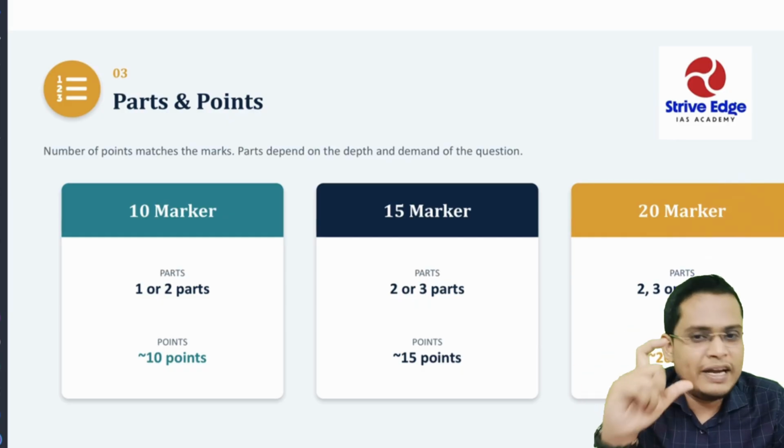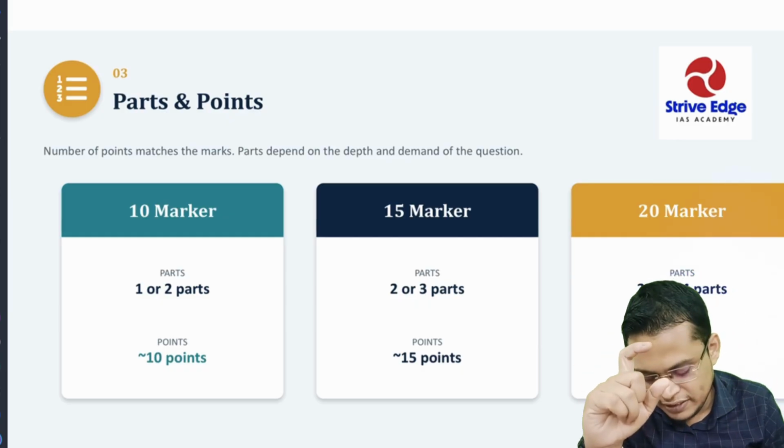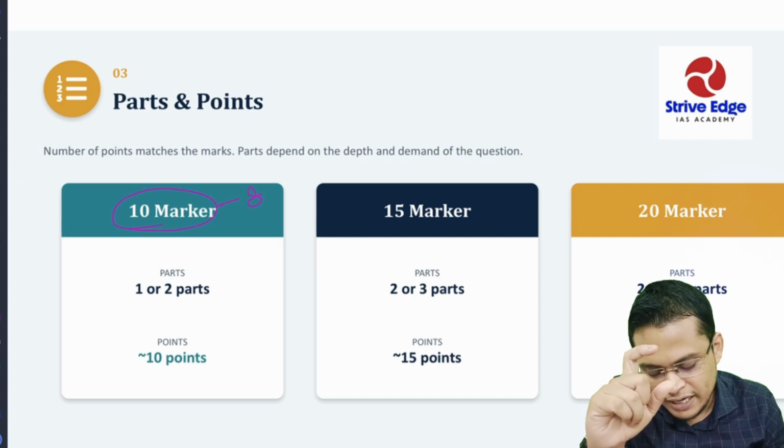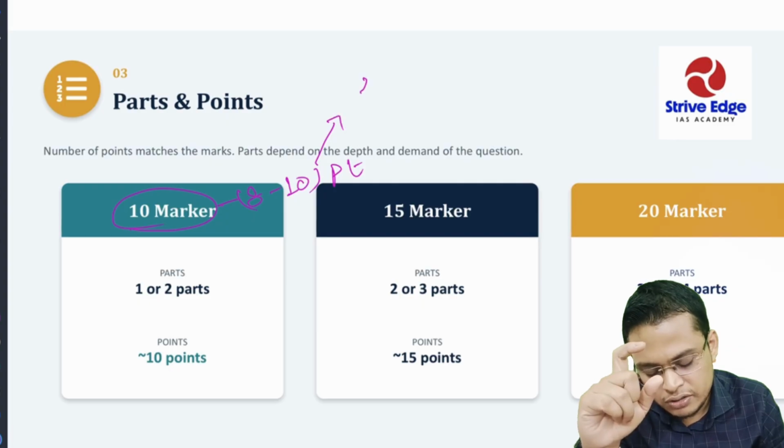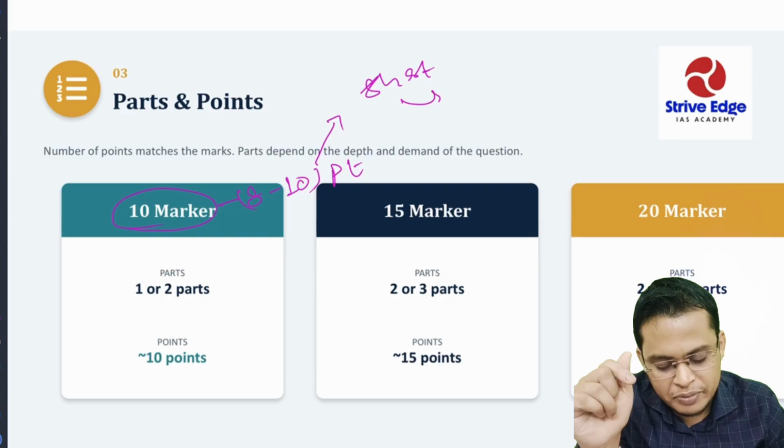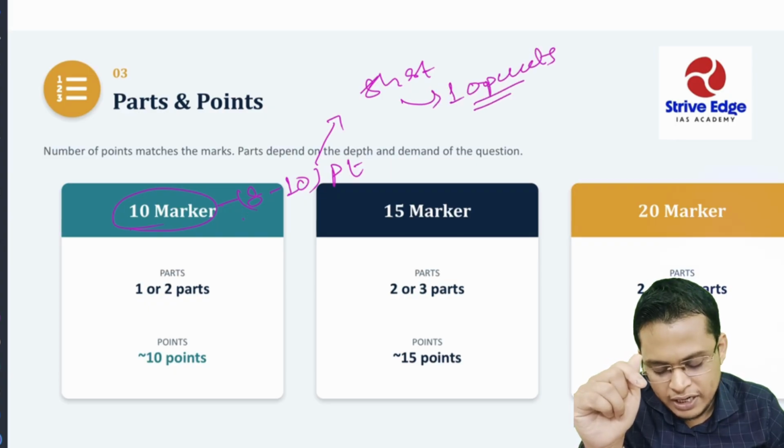Generally it is believed that in a 10 marker question, you have to write 8 to 10 points. But my suggestion is that keep your points short, short and crispy, and explore minimum 10 points. If you are not getting 10 points, at least write 8 points.